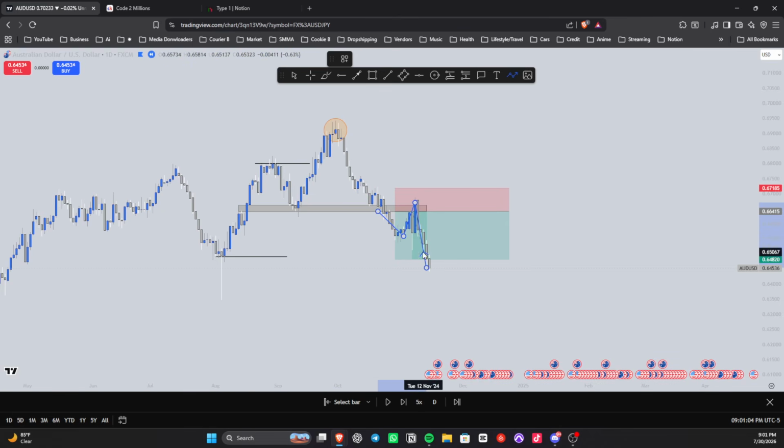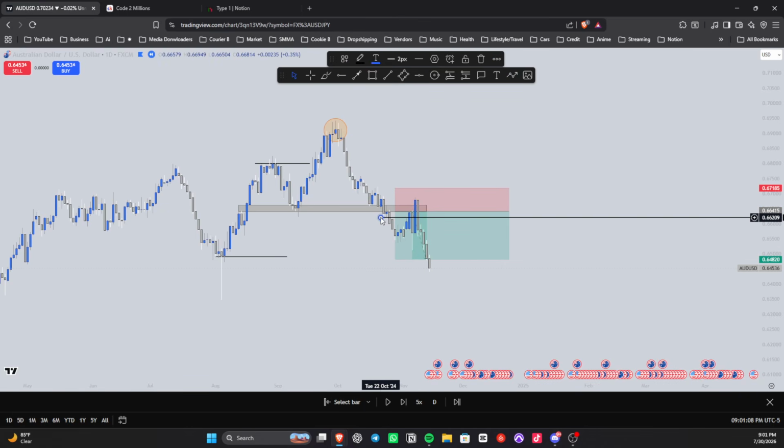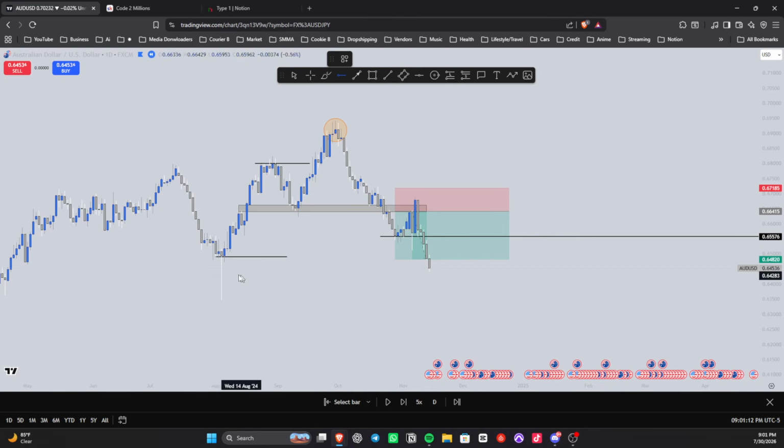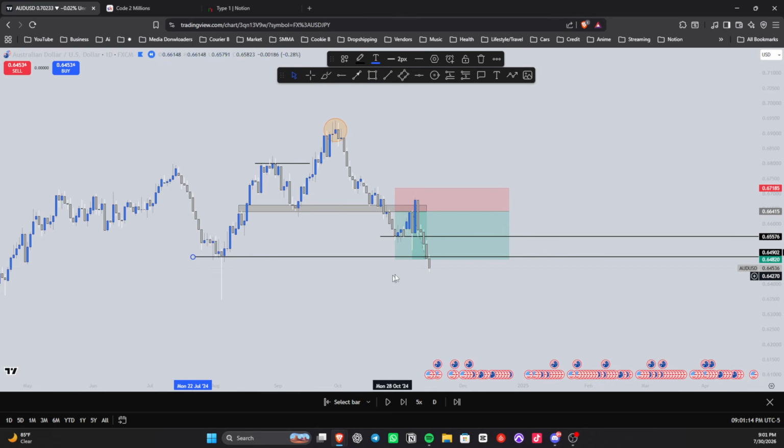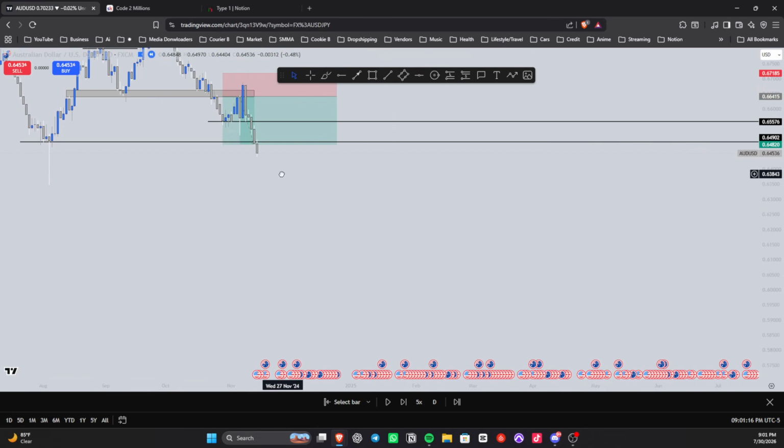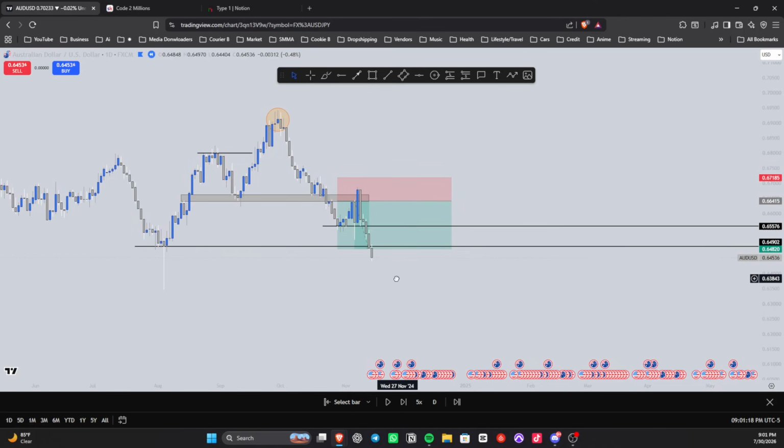Here's the low. Here's the indication. My first TP would have been this indication, meaning I would have been profitable from here, and then I would have been profitable once price got to this low. Anything else after this is clean profit to the downside. Regardless, I do not care.